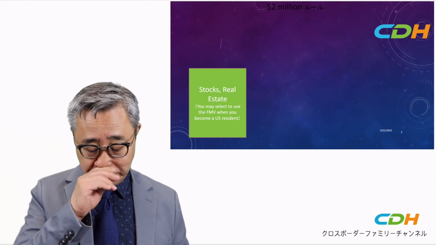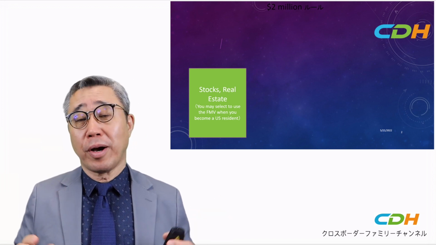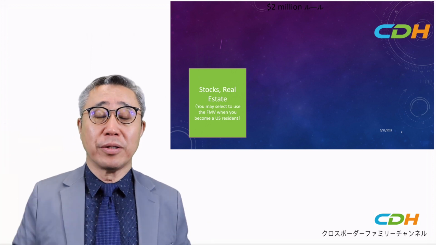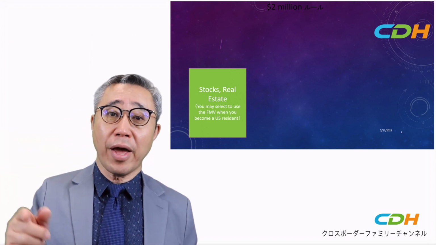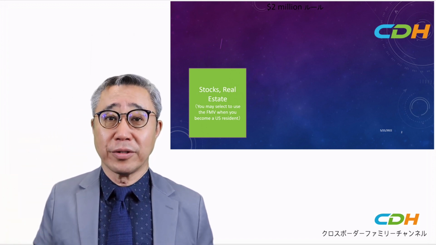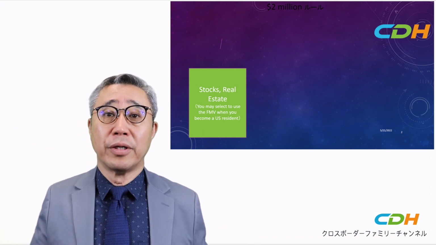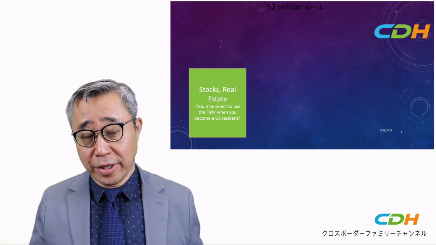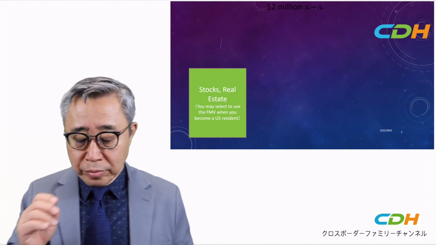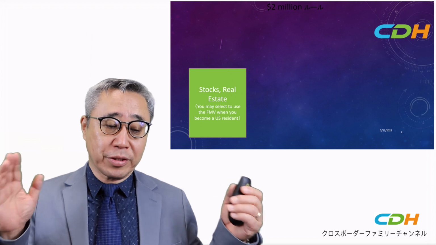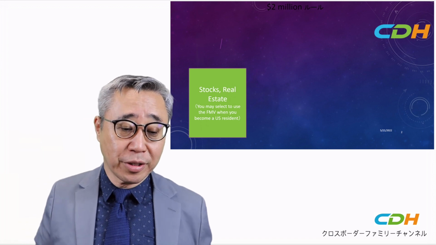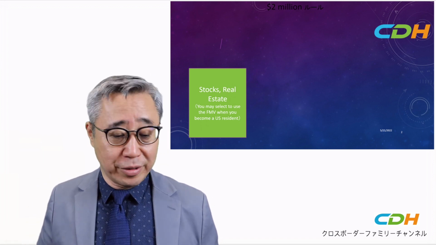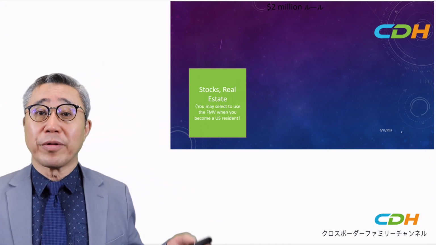Okay, so in this video, I am going to talk about the three ways the U.S. government wants to tax your non-taxed income or gains that you earned when you were a U.S. resident, right? So let's get started. First category is your capital asset, such as stocks, real estate, and other capital assets.